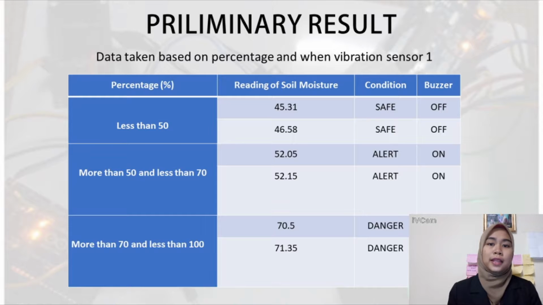From this table, it shows the data taken based on percentage of soil moisture when the vibration sensor is 1. For the first condition, less than 50%, the condition is safe and the buzzer will turn off. When the percentage is more than 50% and less than 70%, the condition is alert and the buzzer will turn on with delay. Last one is more than 70%, less than 100%, the condition is danger and the buzzer will turn on without delay.